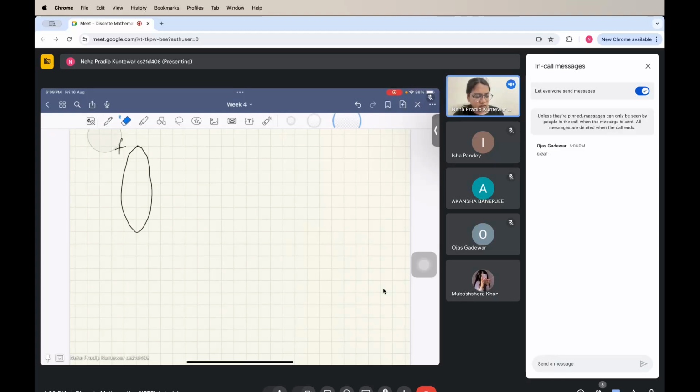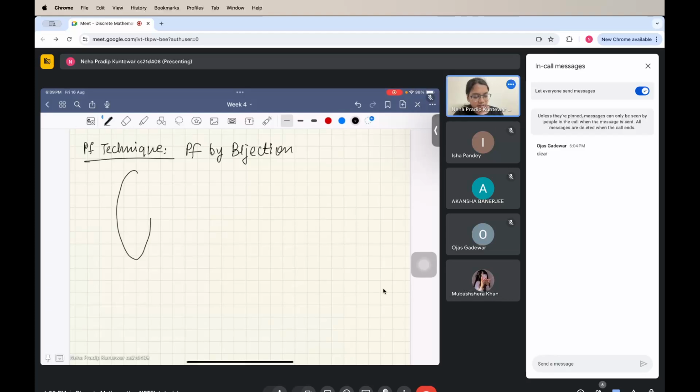So this is a proof technique which is called proof by bijection, or counting by bijection. What you do is, you have a set A which has some elements, and you want to estimate the size of this set.